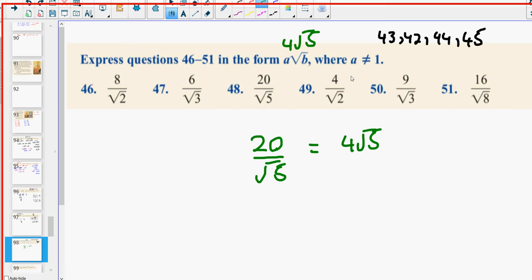Out of interest, what would 51 be? Just put it in a calculator, 16 over root 8. Nearly. 4 root 2. You turn it on. You don't need to worry too much about them, guys. You can use your calculator for them. Is that alright? There's no hassle there. That's it. Done.